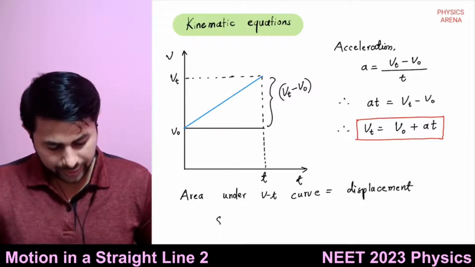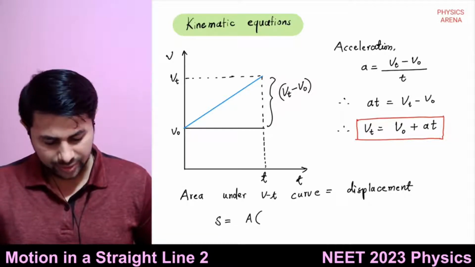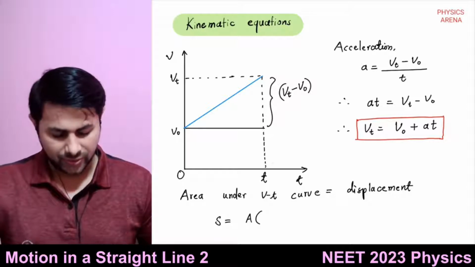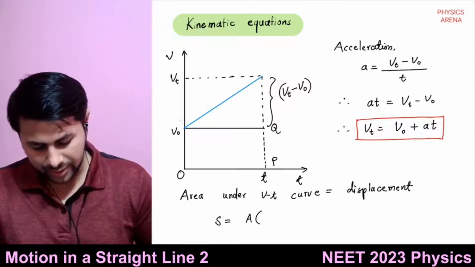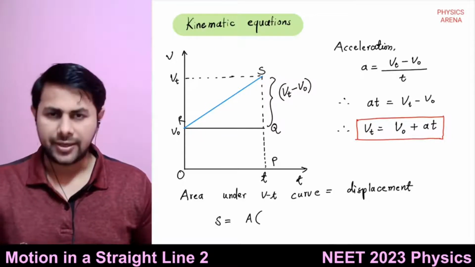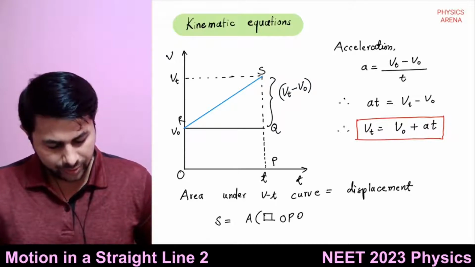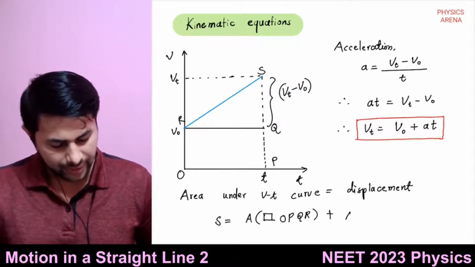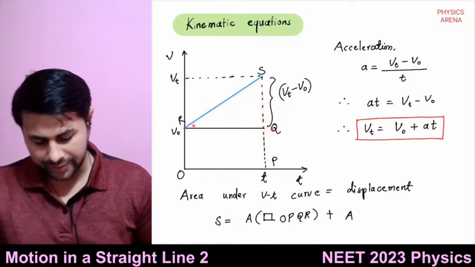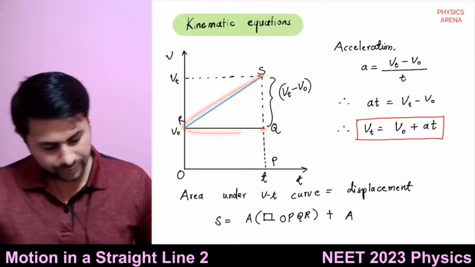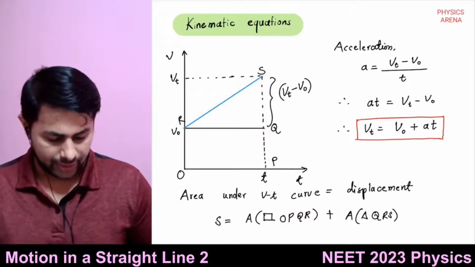Okay, so S is equal to the area of this rectangle. Let's label the points: this point is O, this is P, Q, R, and this is S. So the area of the rectangle OPQR plus the area of this triangle QRS.